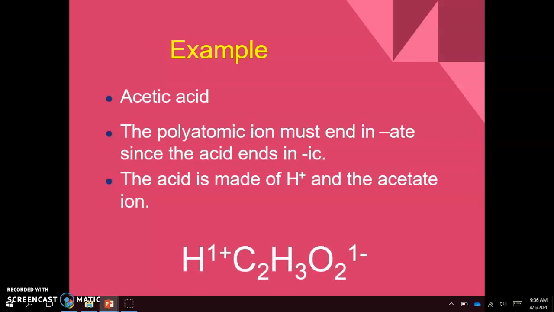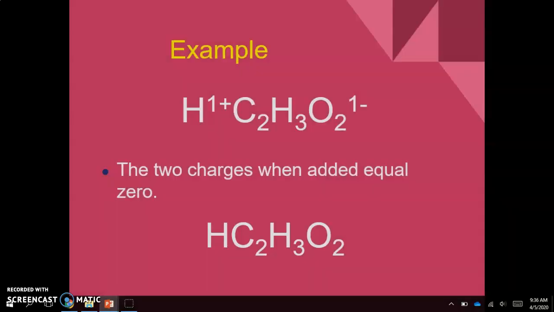So here we've got our hydrogen, which is a 1+, and then the C2H3O2, that's your entire polyatomic. That 1- charge applies to the whole polyatomic, and again, you can find that charge in your reference table. So the 1+ and the 1- cancel out. This is a neutral compound, so that is your formula. So you've got HC2H3O2. That is your formula for this acid.